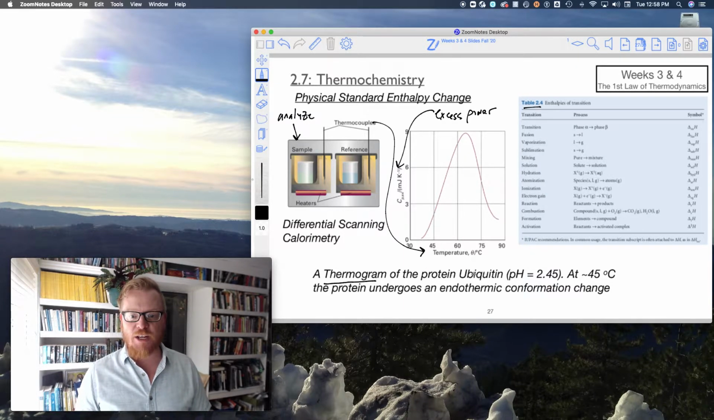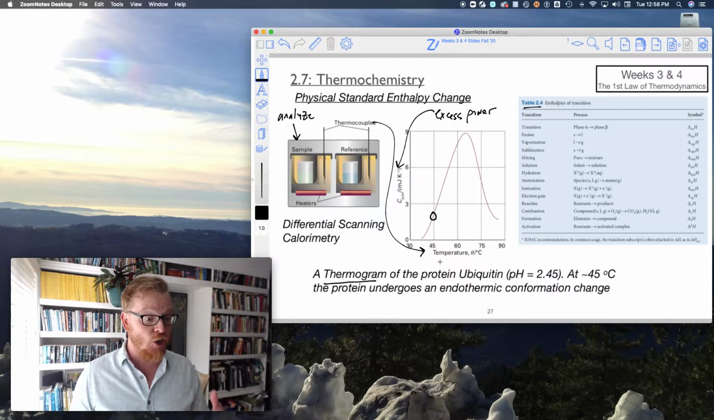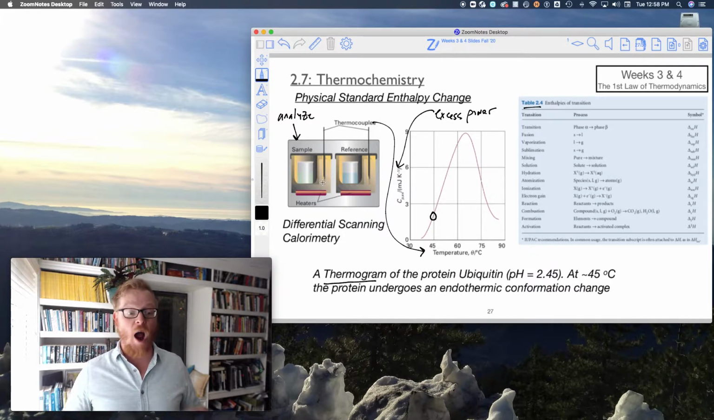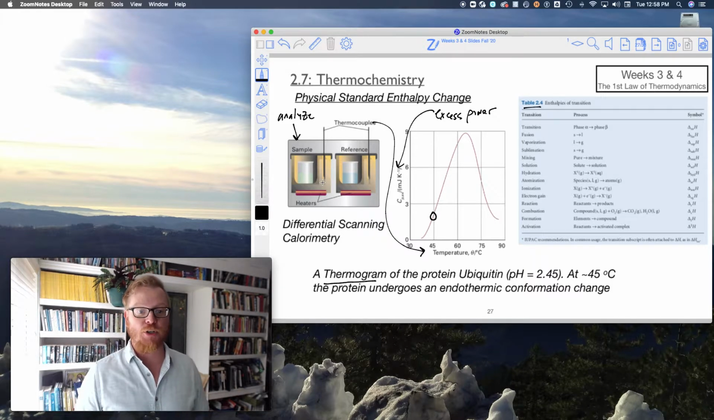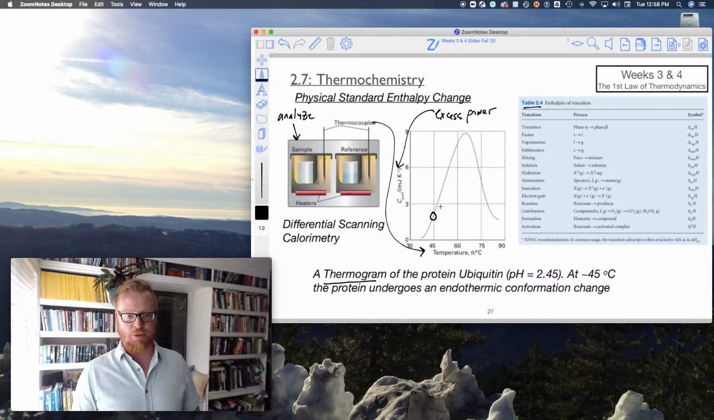And so this protein ubiquitin at pH 2.45 is known to undergo an endothermic conformational change at around 45 degrees Celsius, okay? And on this scale, I know it takes off a little bit earlier than 45, but in and around 45 degrees, it's gonna start undergoing that phase transition. So compared to the reference, this ubiquitin sample will require an excess amount of power to get the same temperature rise as the reference material, okay?